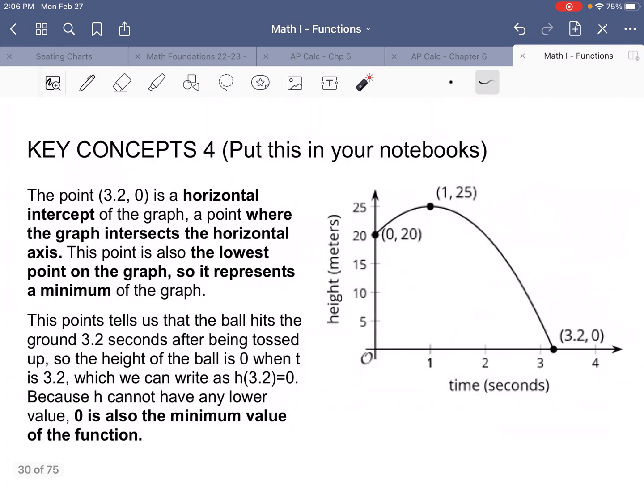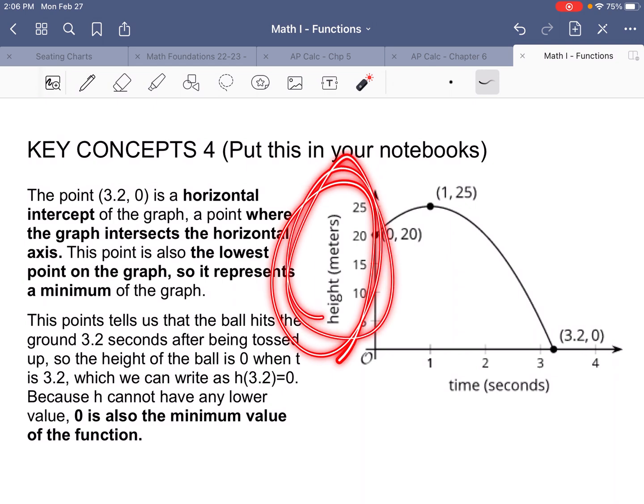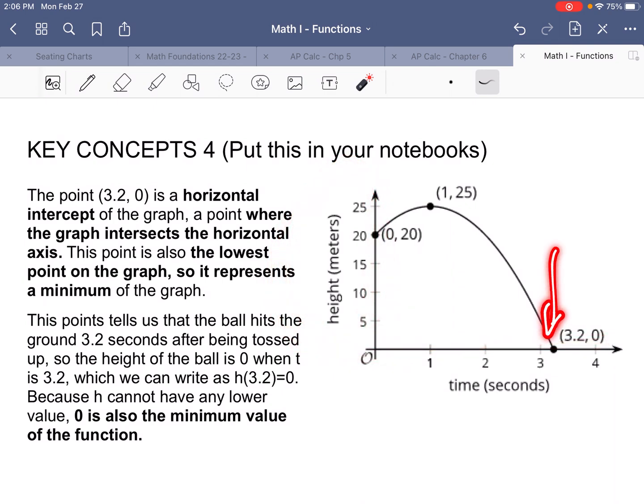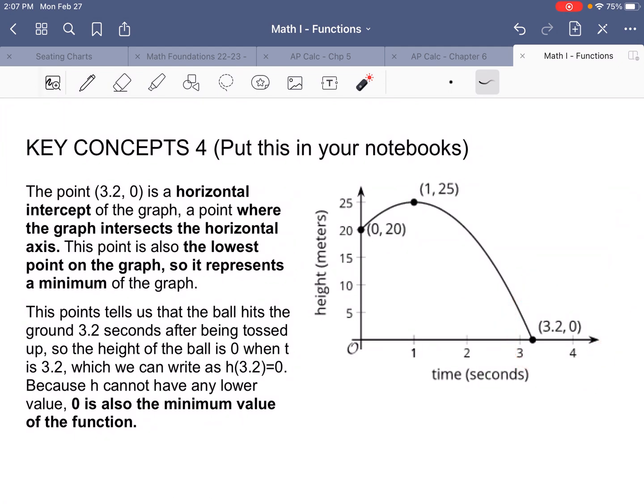Next thing, horizontal intercept. This is where it hits the x or horizontal axis. If we're looking at height in meters over time, this right here is a time, 3.2 seconds, when the height is 0. Also known as when the ball hits the ground. It's the lowest point on the graph. It's a minimum. So after 3.2 seconds, the ball's height is 0. H of 3.2 equals 0 is how we can show it in function notation. And because h is not any lower than that, it's a minimum value.